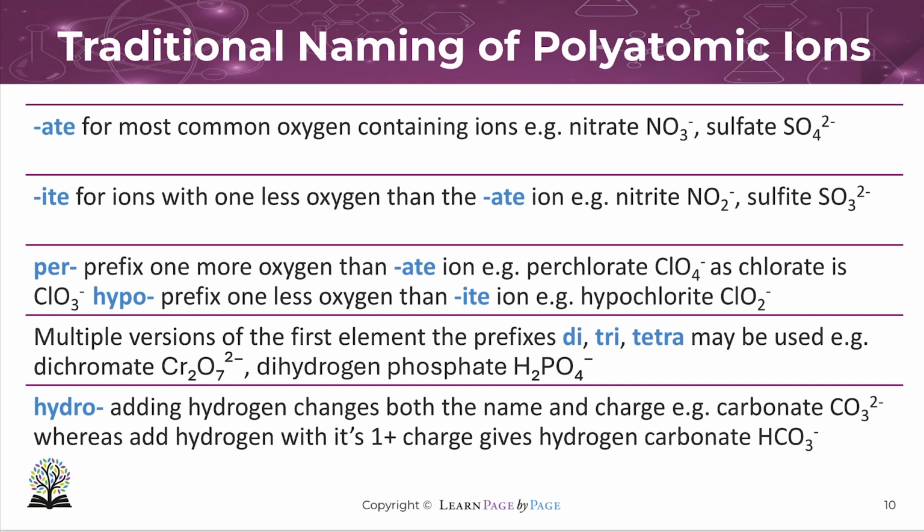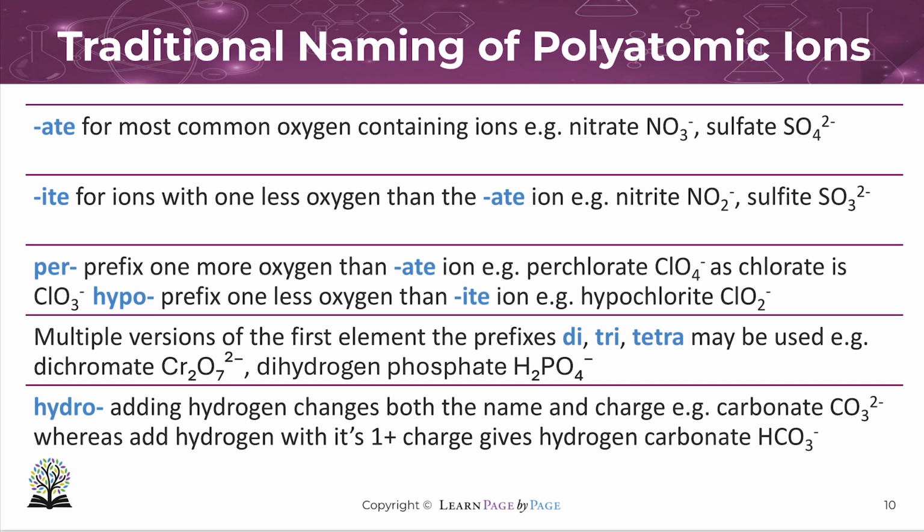If you have multiple versions of the first element, then the prefixes often take the form of di, tri, tetra. This is ancient Greek numbering, and examples of this would be dichromate. So di meaning the 2 chromium ions, and chromate is the oxyanion name. We also have dihydrogen phosphate. You can see 2 hydrogens, and there's the phosphate group.